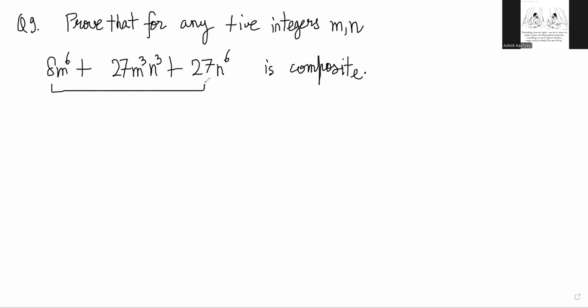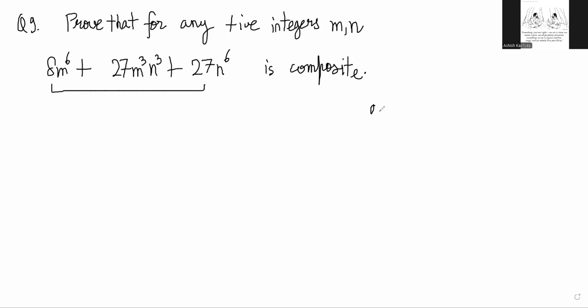So we need to prove that it has a factorization into two numbers which are greater than 1. If it was a prime number, it can be written as itself times 1. But if it is not a prime number, if it is composite, it can be factorized into two parts where each of the numbers is greater than 1, right?